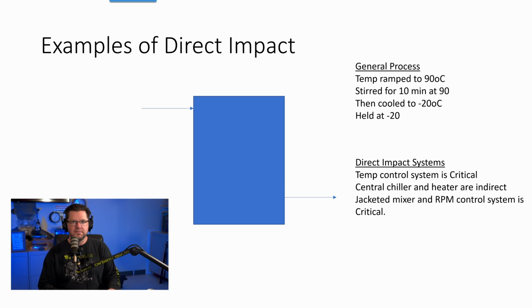Is it made of the right materials? Is it non-additive to the process? Is there a CIP system associated with that? That would be a separate qualification. So that's how I would think about direct and indirect impact systems.